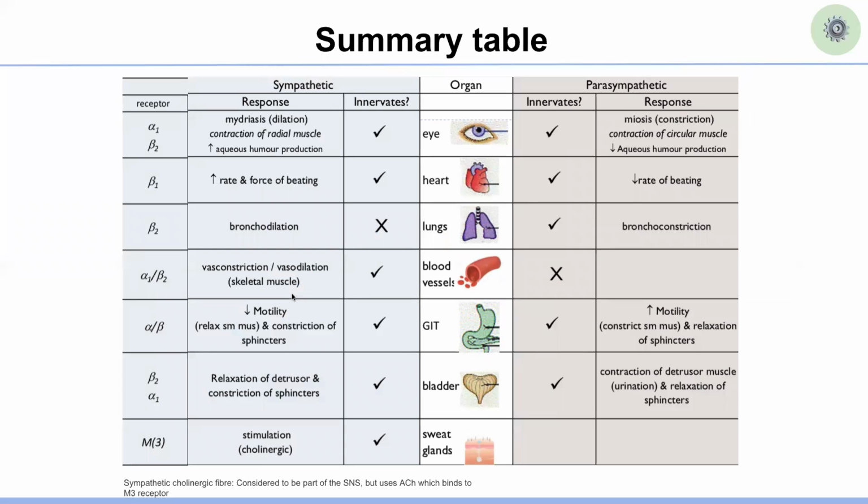It does take some time to wrap your head around the similarities and opposite effects. So I'd suggest first learning the effects of the sympathetic and parasympathetic activation, and then from there working out what the clinical effect of a drug interacting with the receptor would be. So let's move on to a few questions.